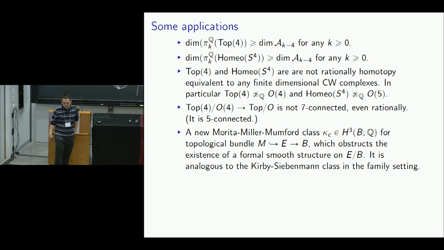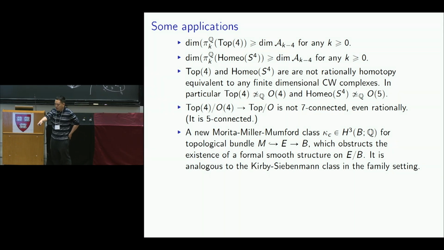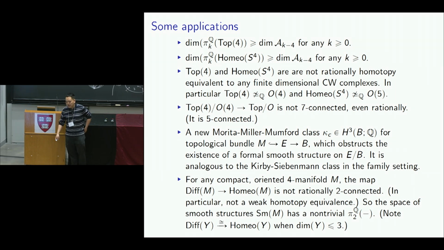This can be thought of as an analog of the Kirby-Siebenmann invariant, because the Kirby-Siebenmann invariant corresponds to H^4, to some non-trivial homotopy group of Top(4)/O(4), and it obstructs. It is the only obstruction for a simply connected 4-manifold to have a formal smooth structure. A simply connected 4-manifold has a formal smooth structure if and only if its Kirby-Siebenmann invariant is 0. This characteristic class can be thought of as a family version of that, using higher homotopy groups of Top(4).